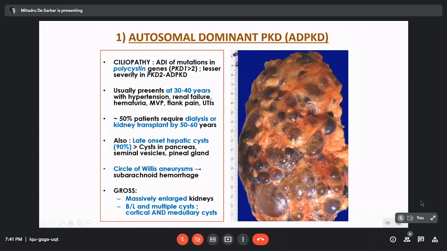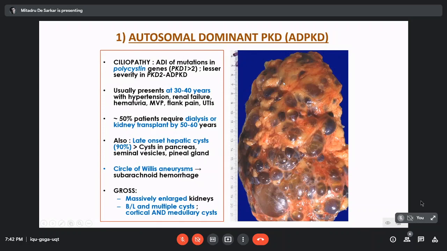So ADPKD1 usually presents at the age of 30 years with hypertension, renal failure, hematuria, mitral valve prolapse, flank pain, etc. And around 50% of these patients will need dialysis by 50 to 60 years of age. Also, by the age of 50 years, the patient starts to develop hepatic cysts, which are actually not very fatal. Cysts also develop in organs like the pancreas, seminal vesicles, and the pineal gland.